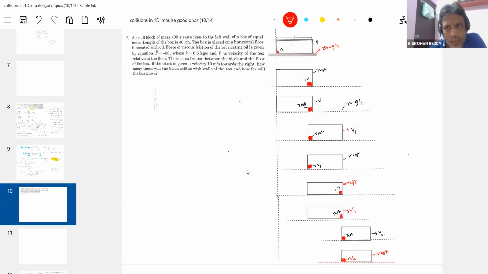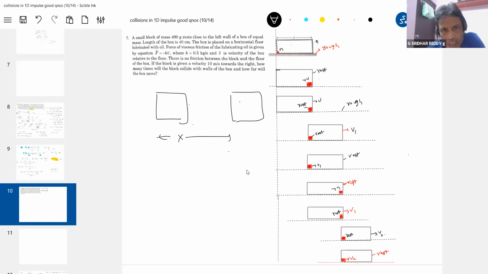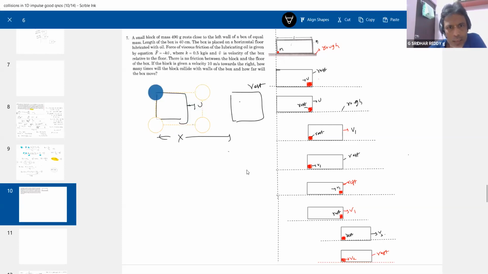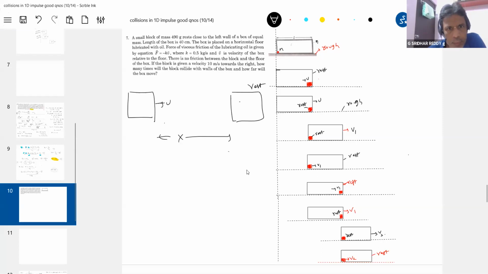Suppose this is a box. Finally it will move some distance, say x here. I'll start from here. It has a velocity u. Let's not bother about that one. And finally it has come to rest. So when it is moving in between, the problem you can make simple when you generalize it.